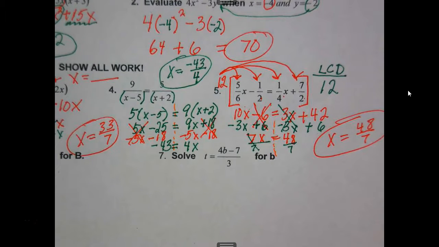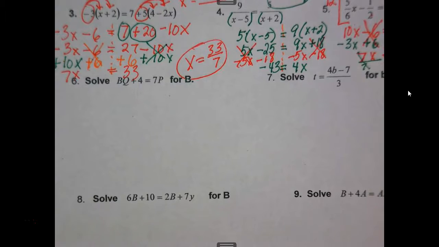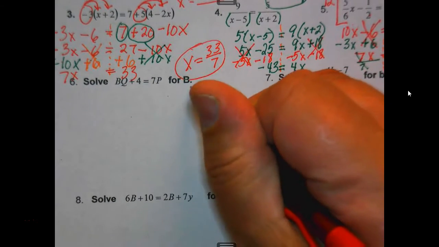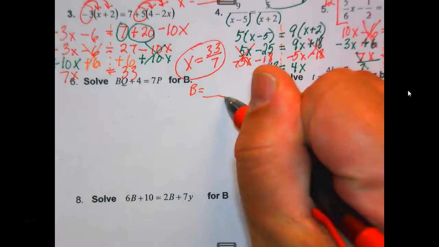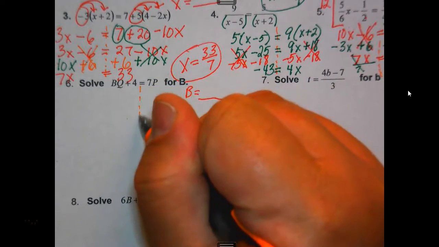Questions, comments, concerns on number 5, fractions? Okay. Number 6. Yes, we got to have B equals something. Okay, so here's my equal sign.